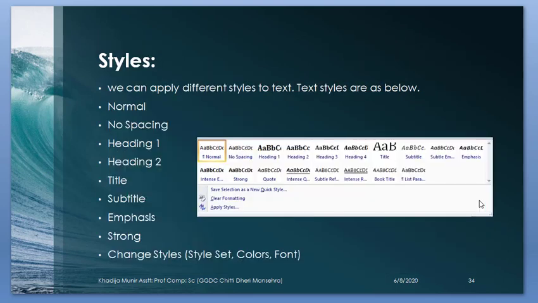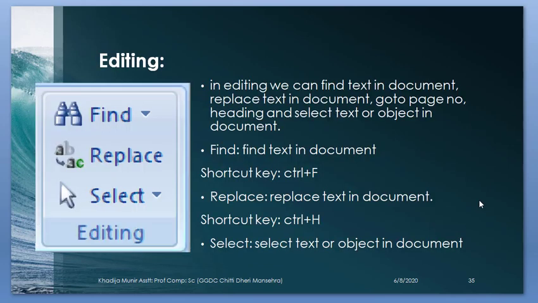Styles. We can have different styles in text. You can select your style: normal, no spacing, heading 1, heading 2, title, subtitle, emphasis, strong, or change styles, set color and font, etc. Editing. In editing, we can find text in a document, replace text in a document, go to a page number or heading, and select text or objects in documents. These are the options we can perform in the editing section.